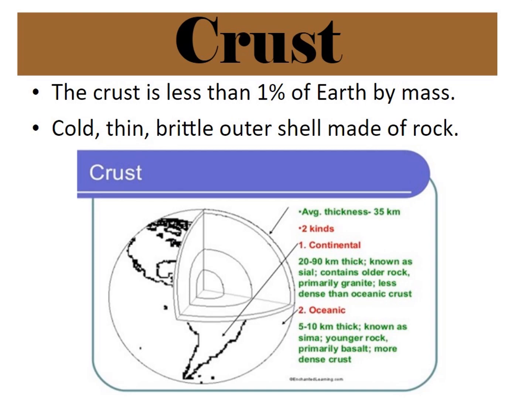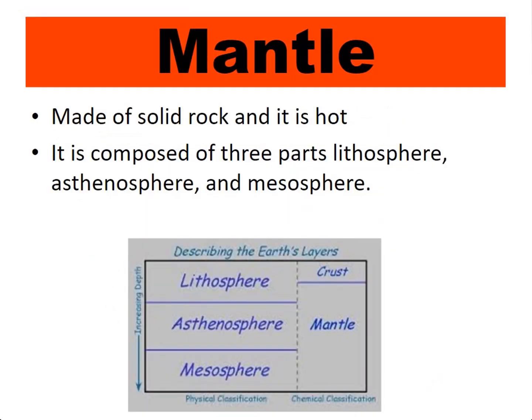Let us discuss each layer one by one. The crust is less than 1% of Earth's mass. It is a cold, thin, brittle outer shell made of rock. Next is the mantle. It is made up of solid rock and it is hot. It is composed of three parts: lithosphere, asthenosphere, and mesosphere.